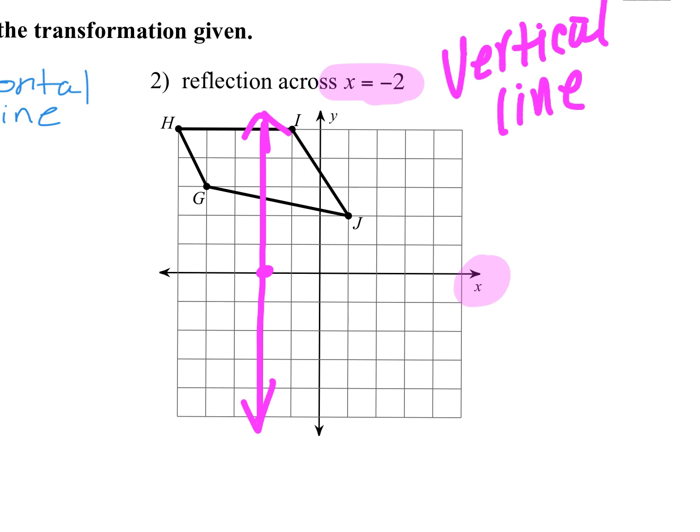So again, my axis of reflection is x equals -2, because it is a vertical line that goes through the x at -2. And I'm just going to count. From my line of reflection over to point J, that is 3 units to the right. So if I'm going to reflect point J over to the other side of that line, instead of being 3 units to the right, it now needs to be 3 units to the left. Add your prime notation, please.